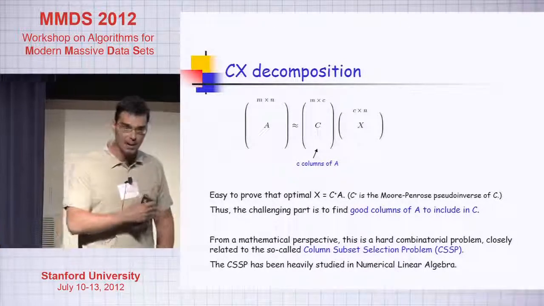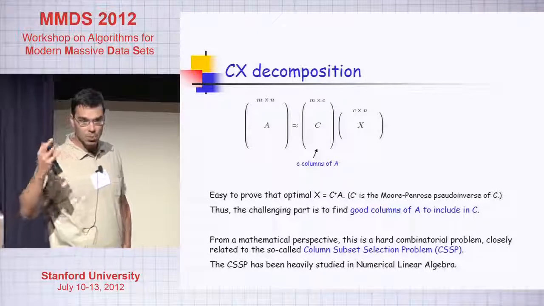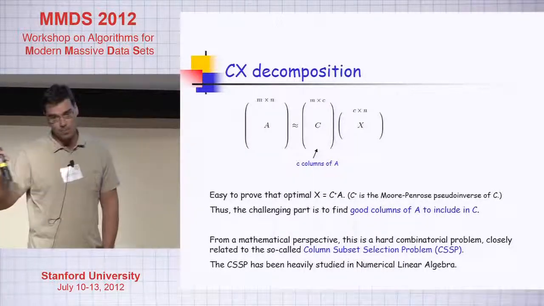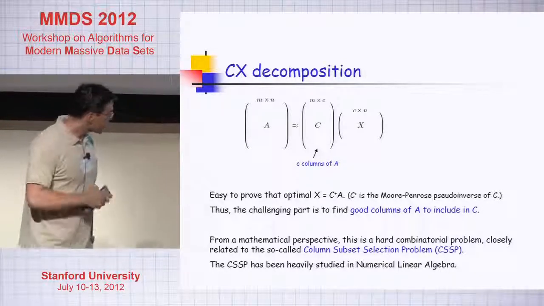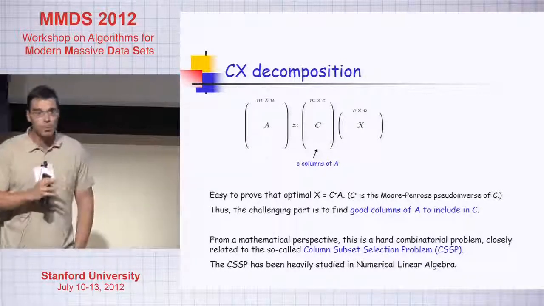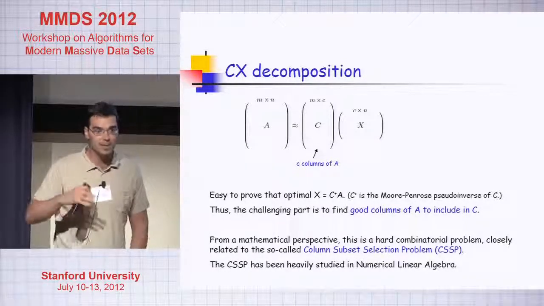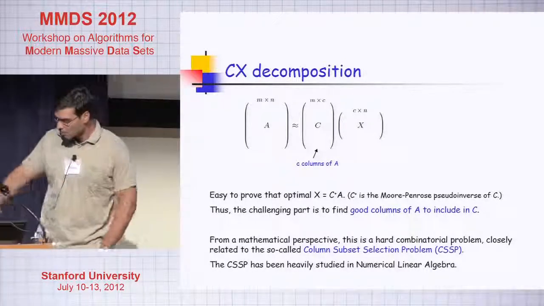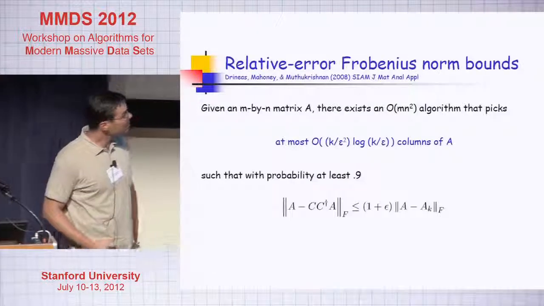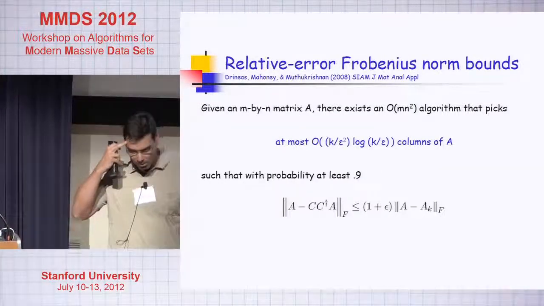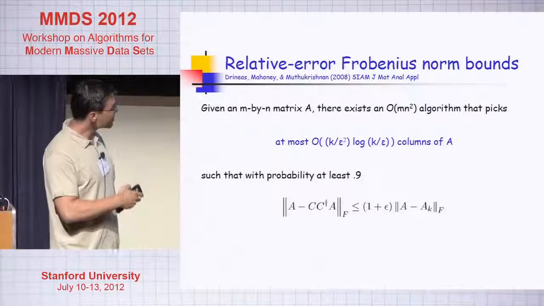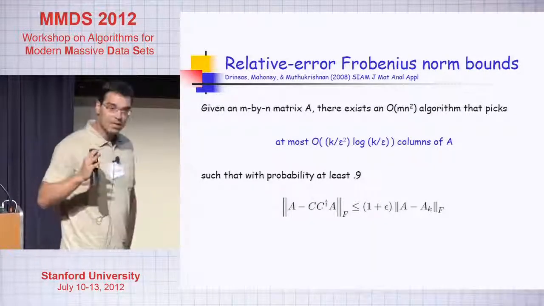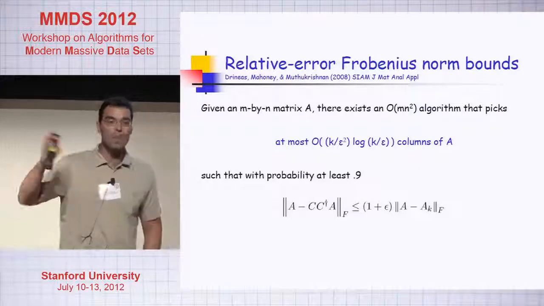Variants of this problem are NP-hard when c grows as a function of n, so you don't really expect to solve that exactly. This is called the column subset selection problem. It's been heavily studied in numerical linear algebra, especially when the error is with respect to the spectral norm and not the Frobenius norm. I want to show one theorem. This is a theorem coming from a paper with Michael and Mutu a few years back. And it's saying that you can get A minus CX, this is X, that is 1 plus epsilon close to the best you can do.